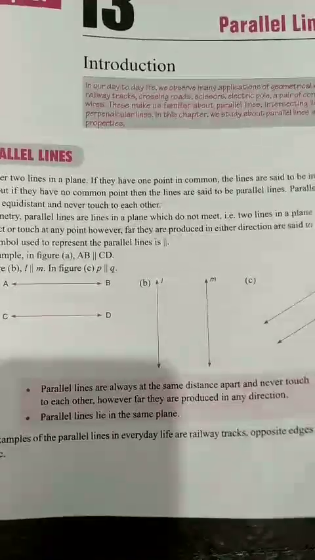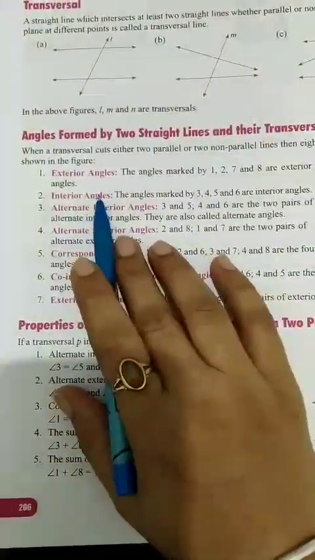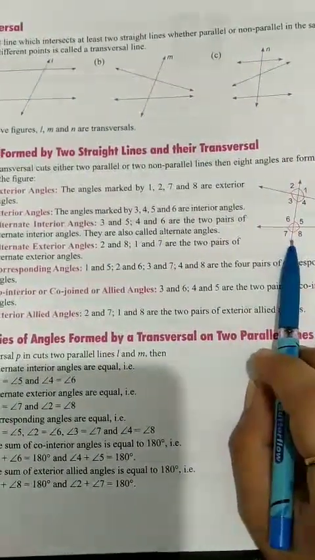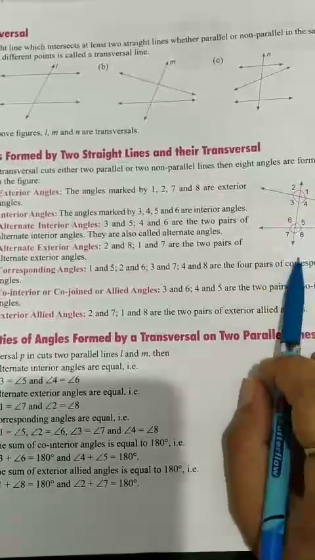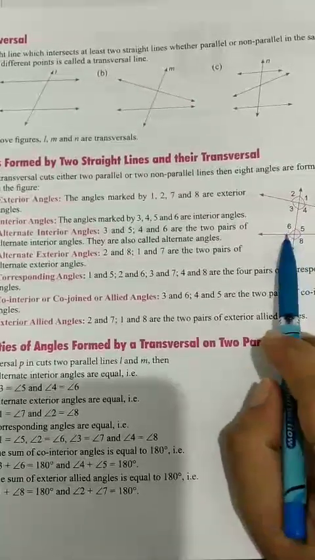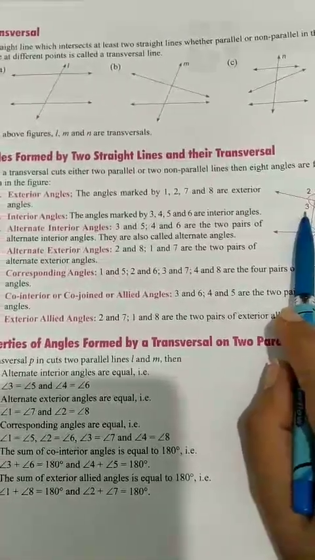Next children, some properties related to parallel lines. First one is the exterior angles. Here they have marked some angles 1, 2, 3, 4, 5, 6, 7, 8. Angles 1, 2, 7 and 8 are the exterior angles because they are lying outside the lines. Interior angles are those lying inside: 6, 5, 4 and 3.